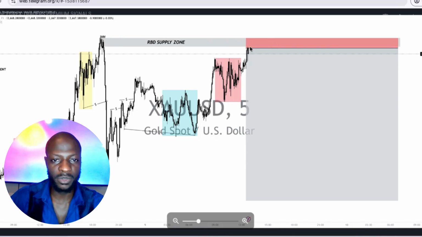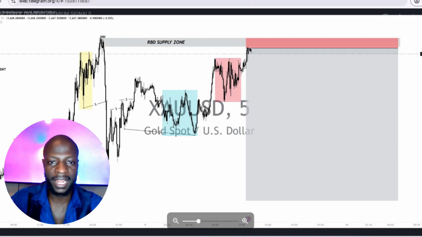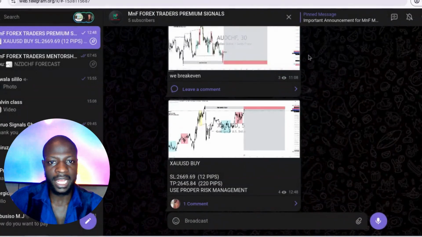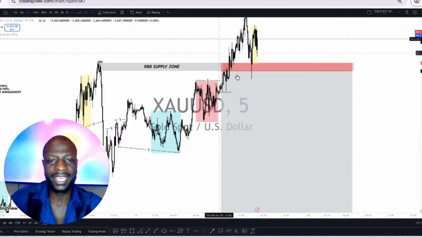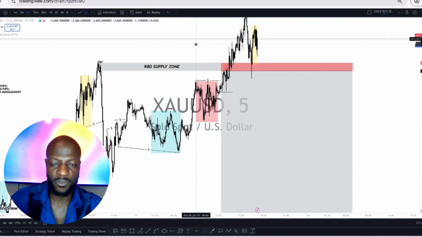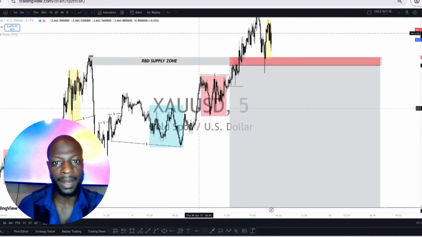As you can see, the market was already reacting from that zone right there, and this is where I'm about to share this as a signal. 12 pips stop loss and 220 pips, making it a 1 to 17 risk reward ratio. However, this is what ended up happening.